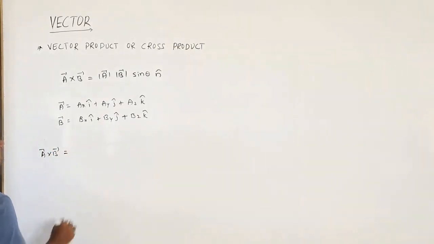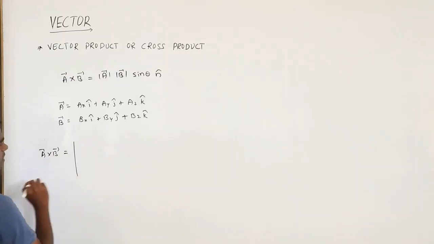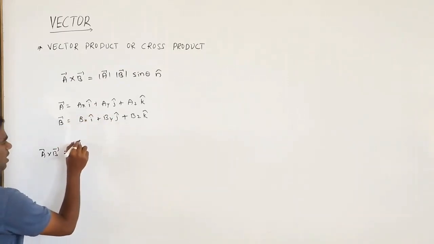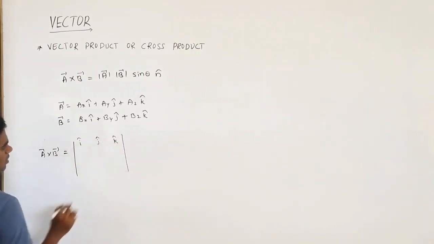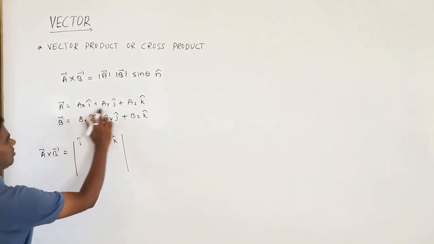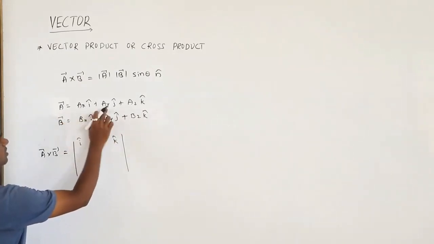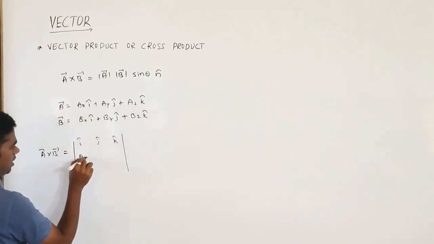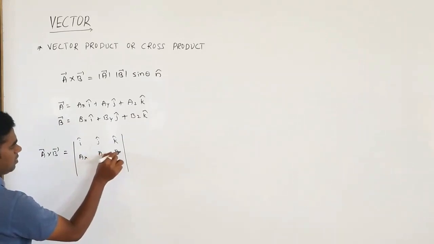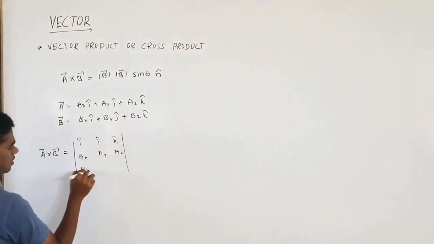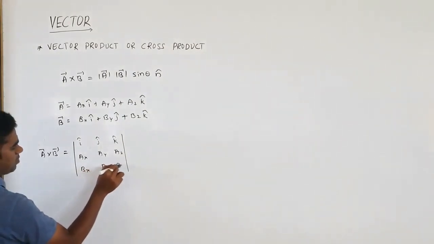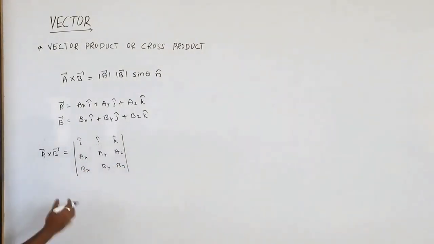What you have to do is take the determinant. First we write the unit vectors i cap, j cap, k cap. Then write the components of the first vector, vector A: ax, ay, az. And then the second vector: bx, by, bz. This will give you the resultant.